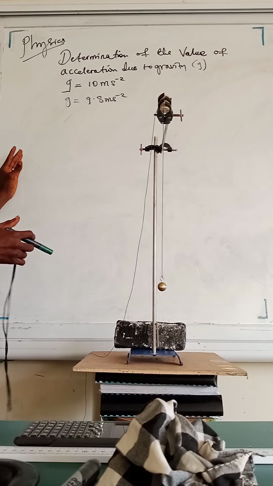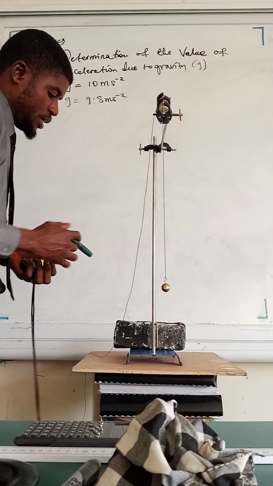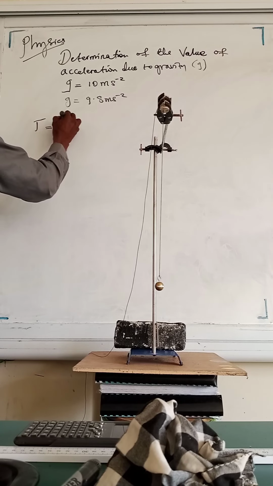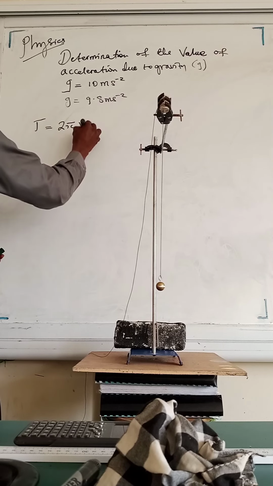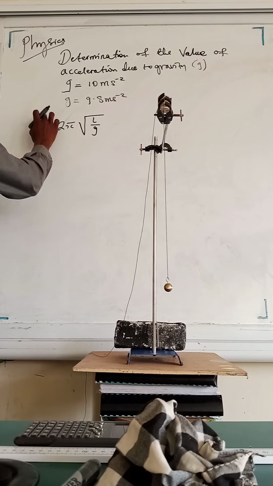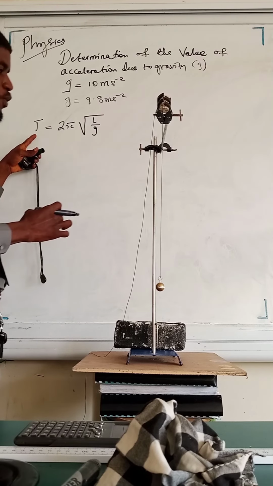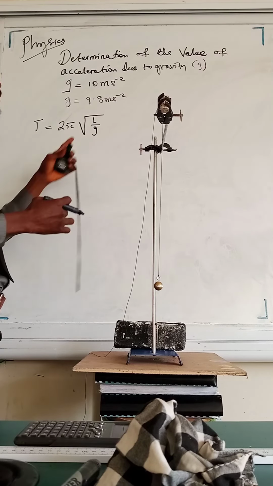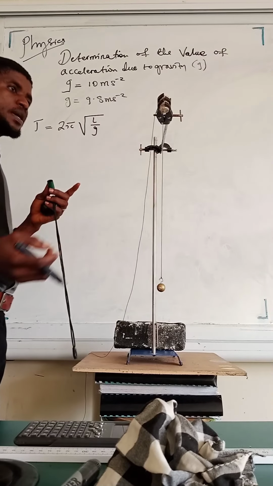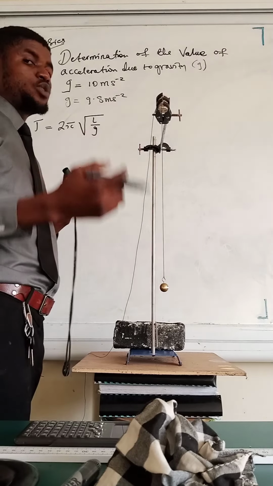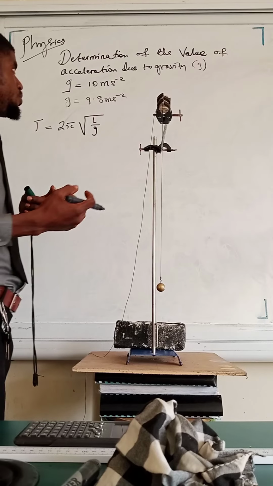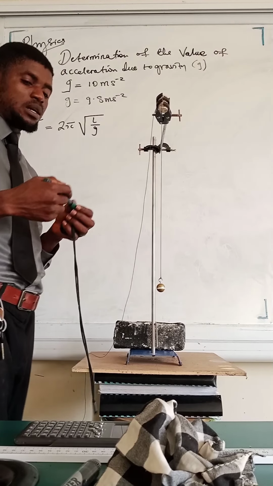So the equation we need for this experiment is given as T equals 2 pi root L over g, where T is the period of oscillation in seconds, and L is the length of the thread in cm, and we are going to convert that to meters, and g is the value of acceleration due to gravity which we want to look for in this experiment.